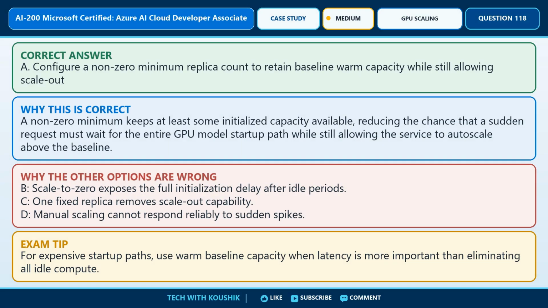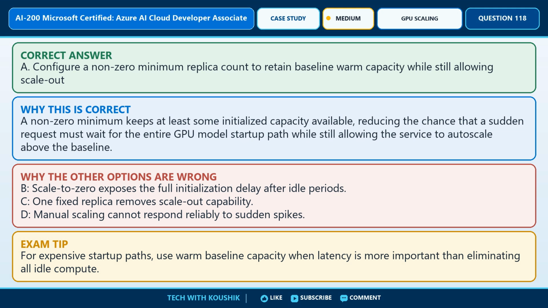The option that satisfies the complete requirement is Option A. Configure a non-zero minimum replica count to retain baseline warm capacity while still allowing scale-out. The decisive reason is a non-zero minimum keeps at least some initialized capacity available, reducing the chance that a sudden request must wait for the entire GPU model startup path, while still allowing the service to autoscale above the baseline.